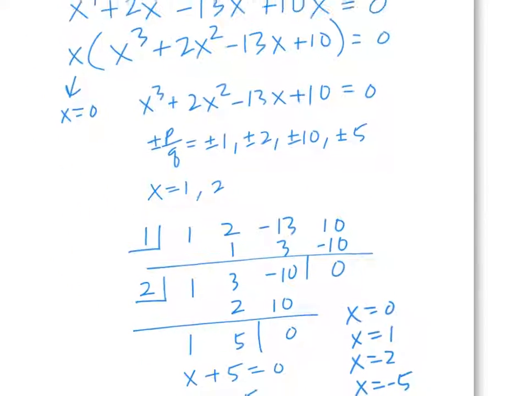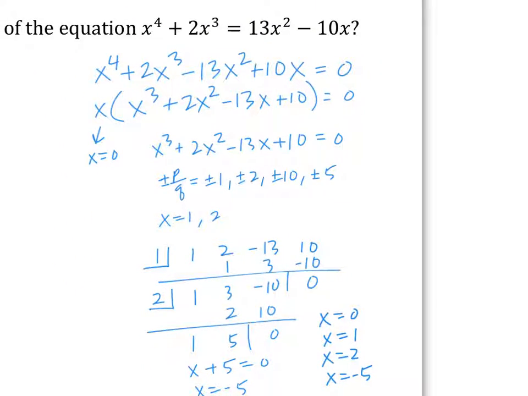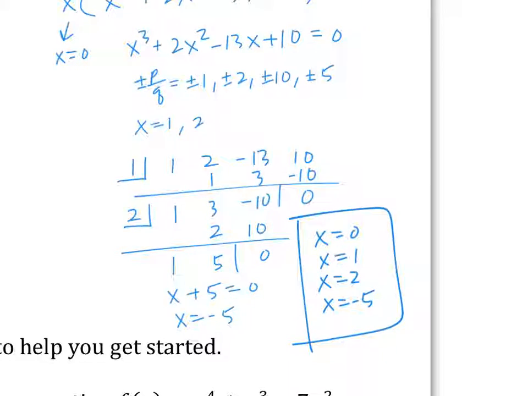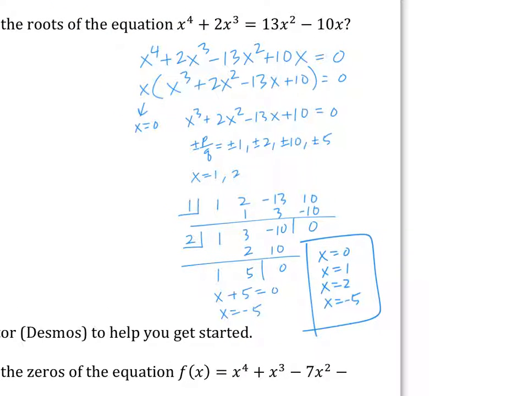How many roots are we supposed to get from the question? 4. Did we get 4? Yes. So we're done. 0 does count as 1. Where did it come from? From the greatest common factor you factored out at the beginning.